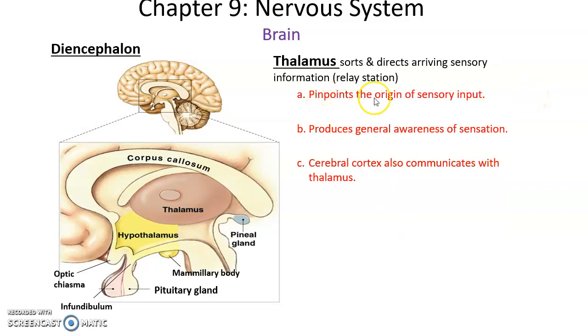So the thalamus can pinpoint the origin of the sensory input, where it came from. It can produce a general awareness of it, like, oh, something is touching my knee, vaguely. And then the cerebral cortex can also communicate with the thalamus, perhaps if you're trying to consciously be more aware or less aware of something, some area.